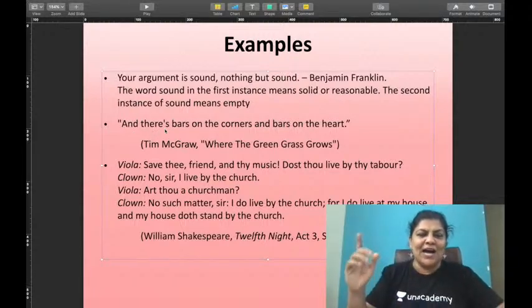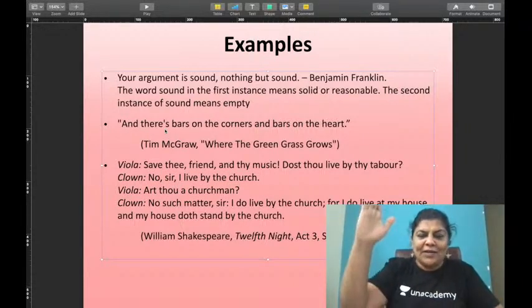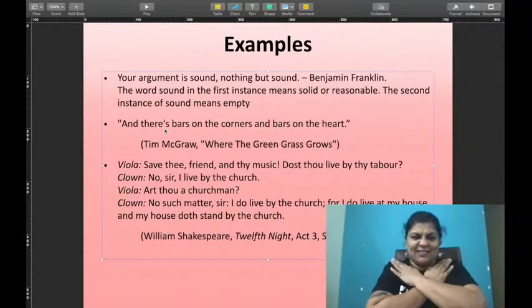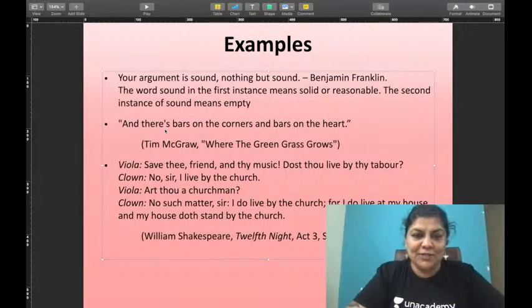And there is bars on the corners and bars on the heart. One bar means bar, this bar. Bars on the heart means this. Did you understand? These are funny examples.